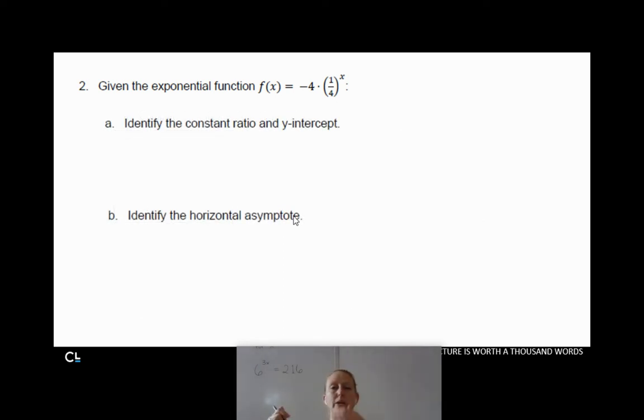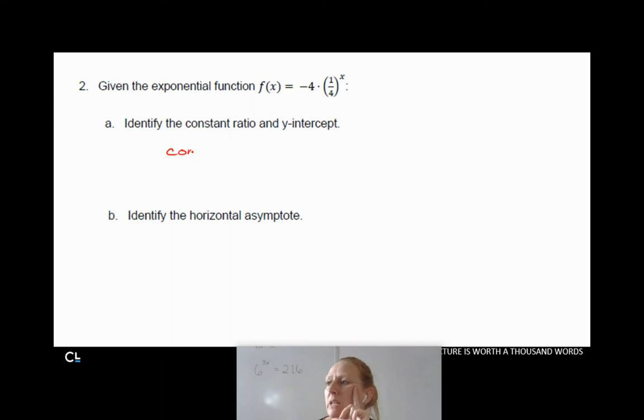So let's keep this going a little bit. Let's actually use the things we were just talking about. I know it's listed as A and B, and I'm sorry, it should be B and C on your paper. My bad, I'll fix it. Identify the constant ratio and the y-intercept.